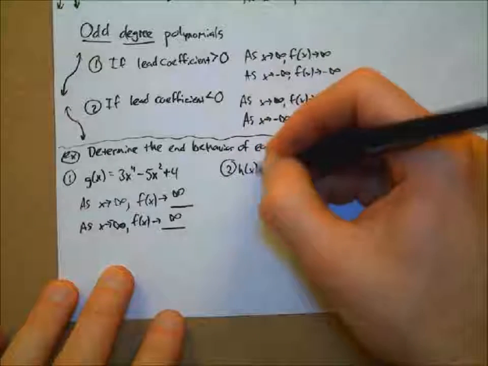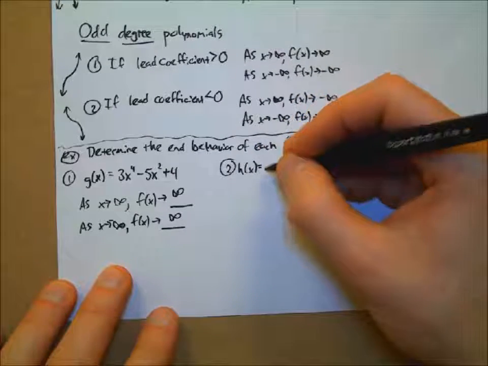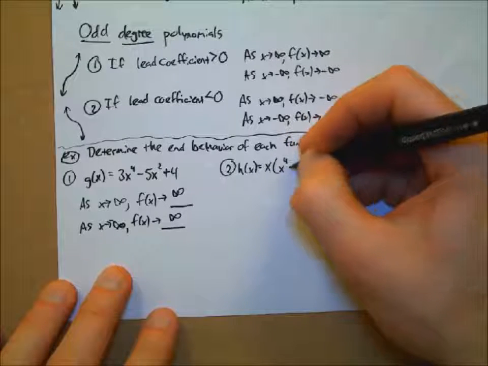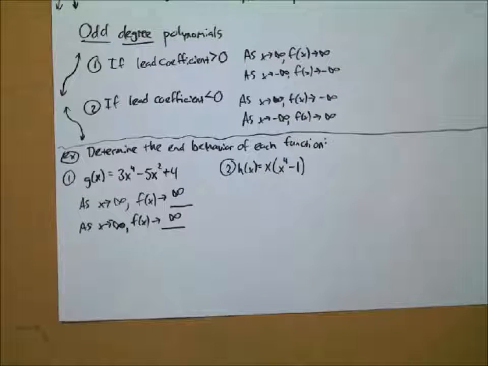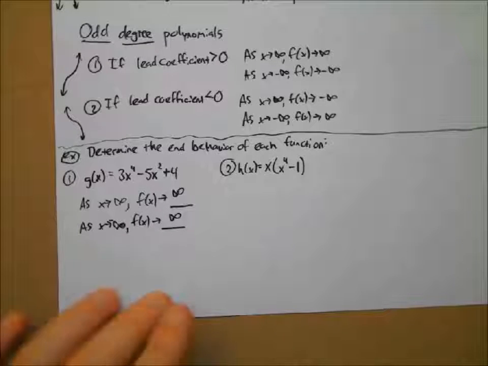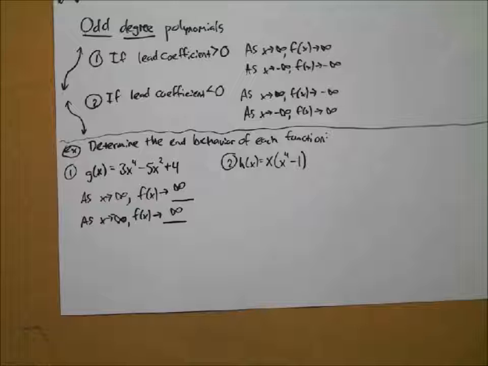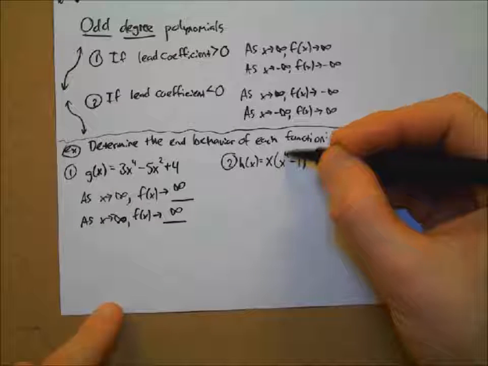H of x equals x times x to the 4th minus 1. What is the degree of this polynomial? Fifth degree. How do you get that? I see the highest power here is a 4. Why do you say 5?